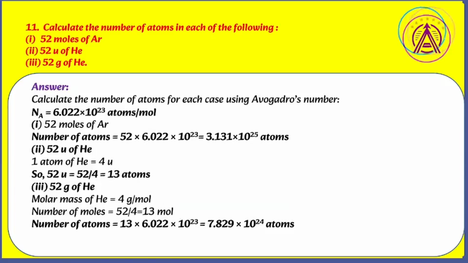So as I said, the first one is very straightforward. If you have 52 moles, 52 into 6.022 into 10 to the power 23 is nothing but 3.131 into 10 to the power 25 atoms. Next, 52 unified mass of helium.